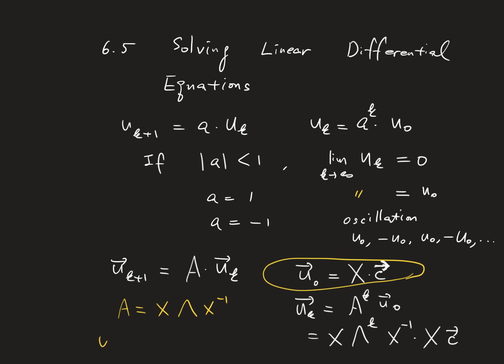So u_k will be X times Lambda to the k times the c vector. And then we know that if the initial vector has an eigenvalue -1 component, that component will oscillate, and other components will fade out if the absolute value of the eigenvalue is less than 1.